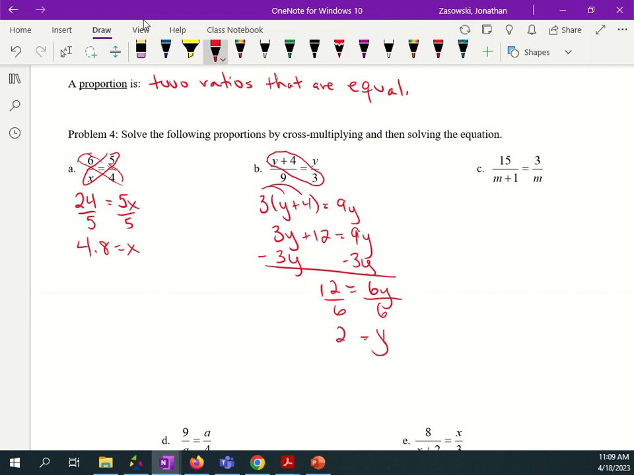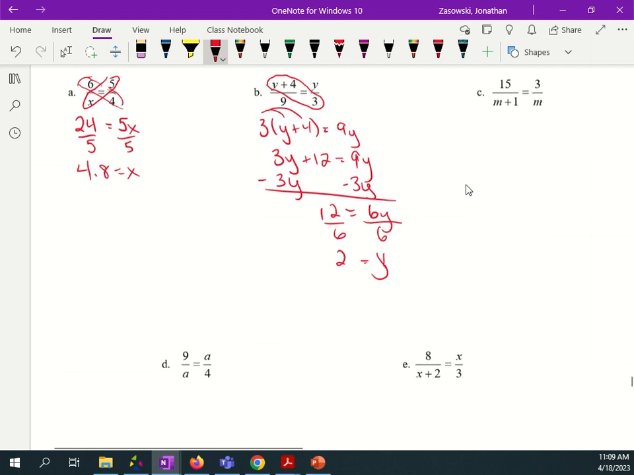So try C and D and see if you can remember how to do E, but we'll go over that in a couple minutes here. So try it on your own, and we'll compare answers. A little bit of time here.